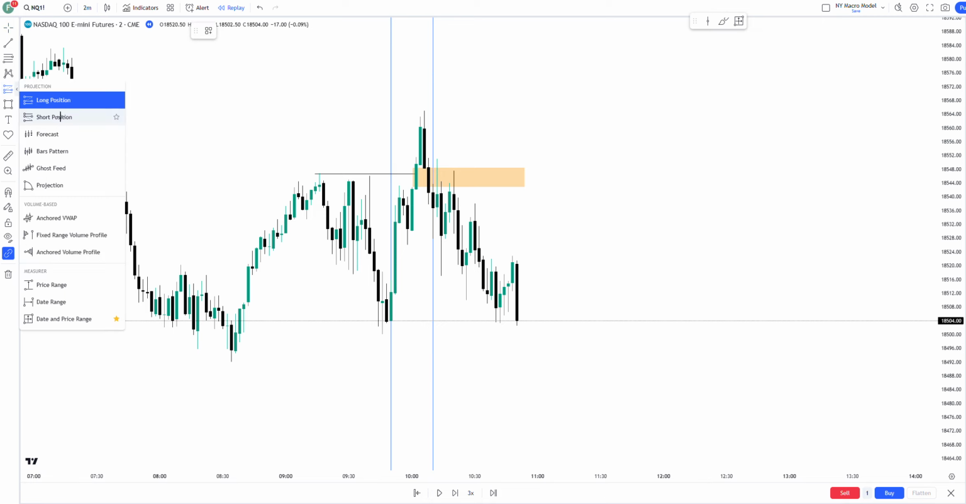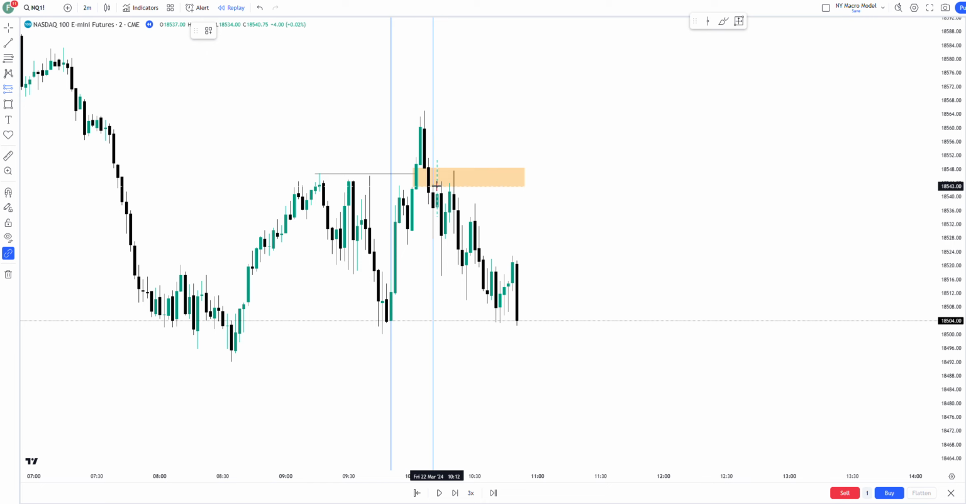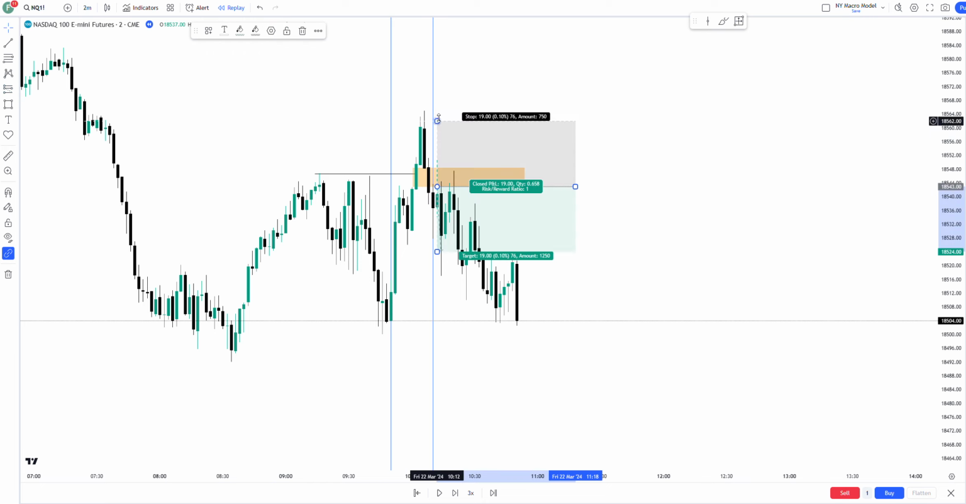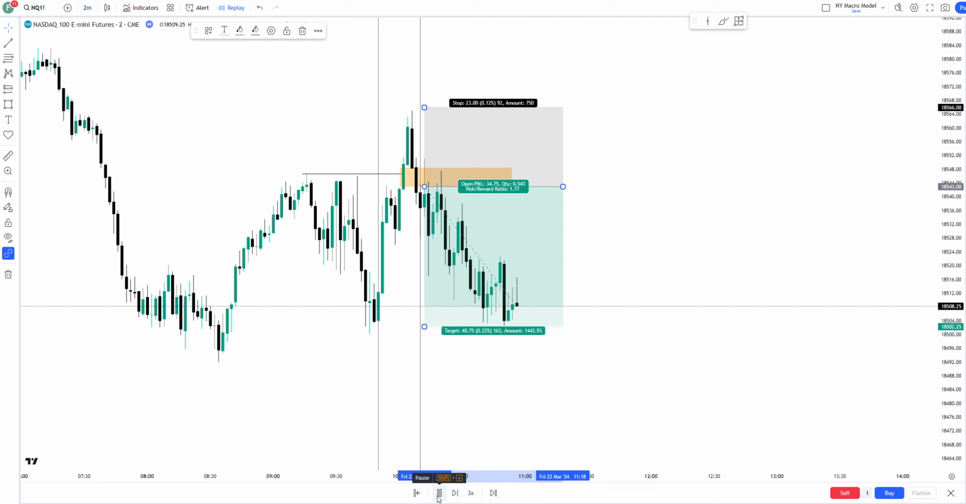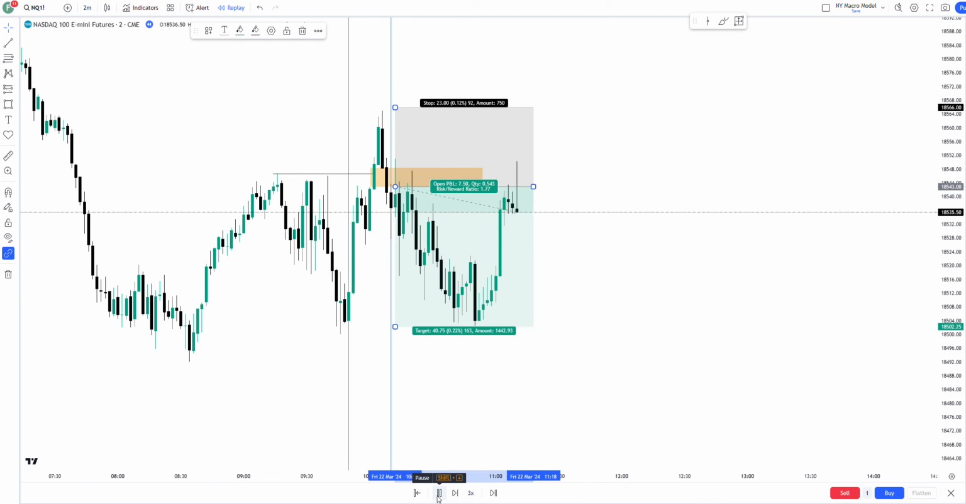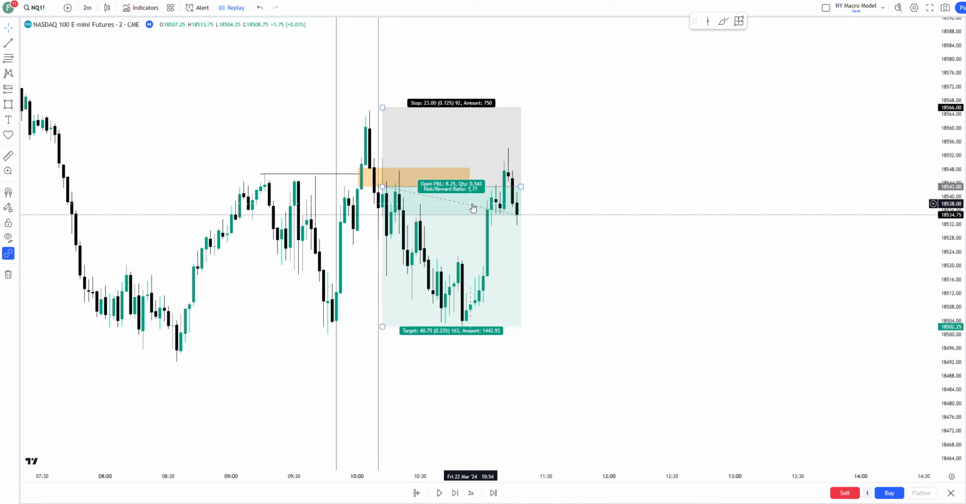You go short when price trades back in. You put your stop above that high. You target a 1 to 2 risk to reward. Do you get it? Let's have a look. Let's see. In this particular case, you get stopped at break even. So if you went for a fixed 1 to 2, you get stopped at break even there. Now this example is good because it illustrates a few things.